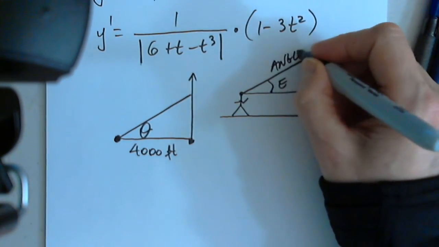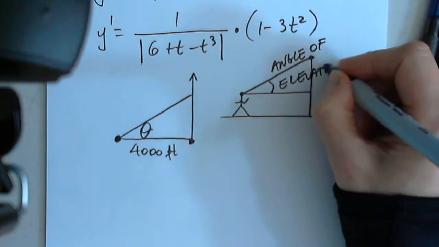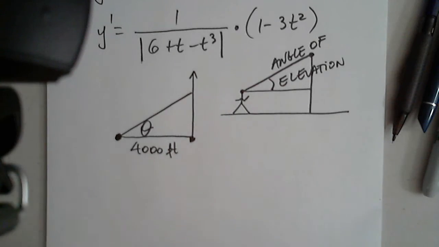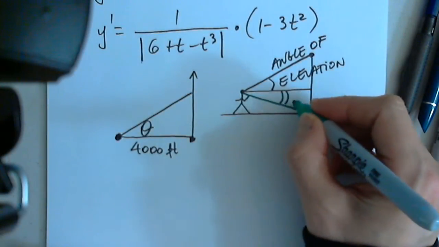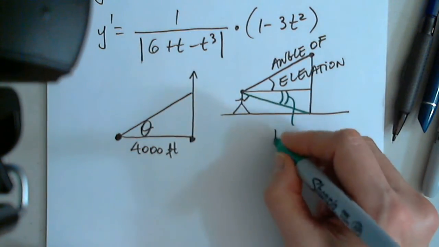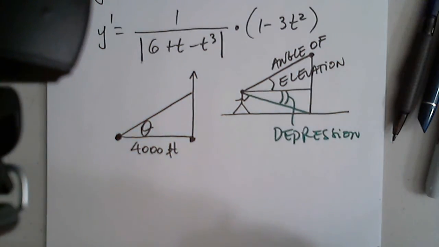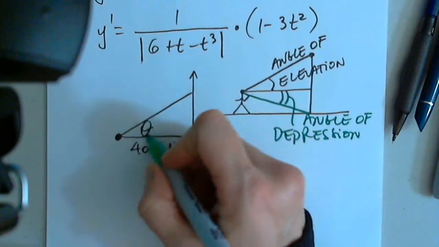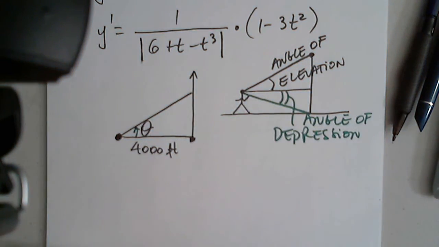If I want to look at the base of the wall, this angle is called the angle of depression. So this is the angle of elevation going up, depression going down. Okay. The angle of elevation, is that the correct rate?